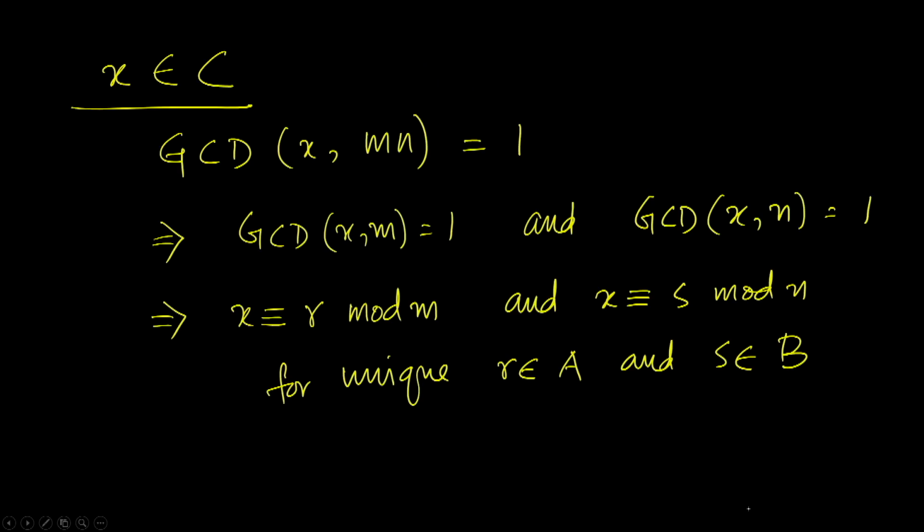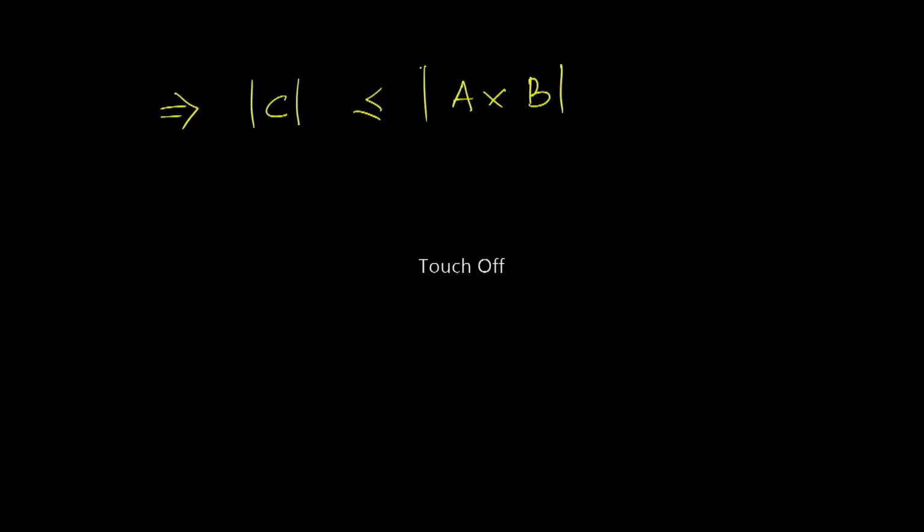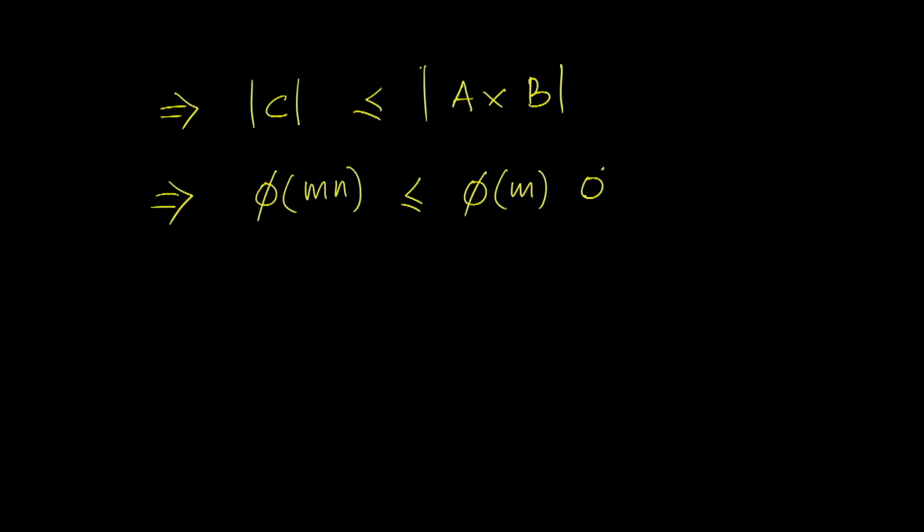Because we take an arbitrary element X belonging to C and correspondingly we find an ordered pair RS belonging to A cross B. Therefore, the size of C must be less than or equal to the size of A cross B. But what is the size of C? That is phi of mn. This is less than or equal to phi of m into phi of n. So that is what we have established.